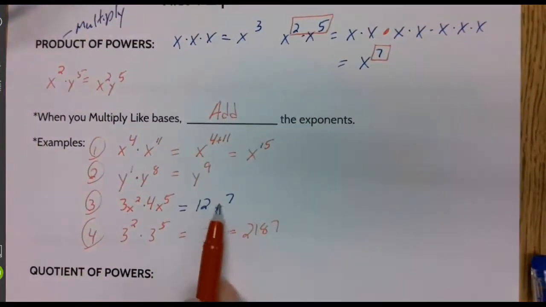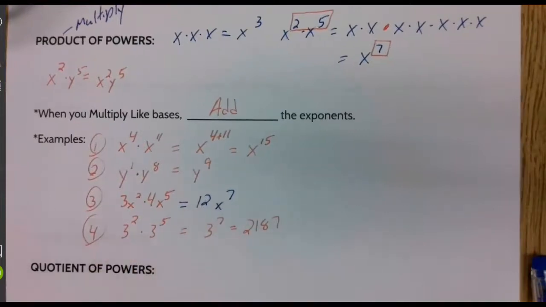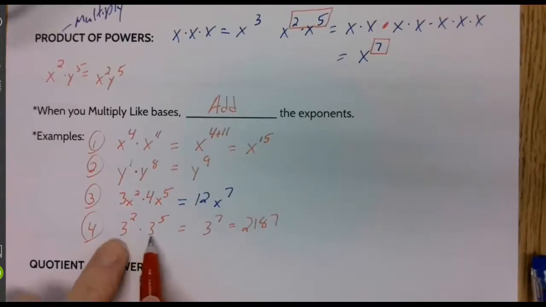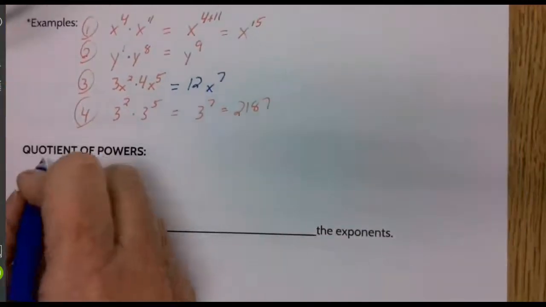Now we can't simplify these anymore because 12 is not to an exponent. It's only this one. And I know sometimes people will go, but you didn't take the 3 times the 3. Shouldn't that be 9? No. By adding the exponents, you did multiply the bases. Okay? Let's move on.